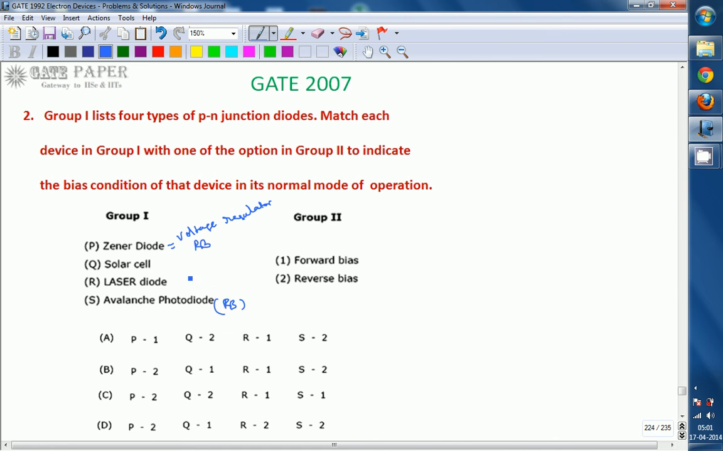Next, laser diode. A laser diode emits light over longer distances, and this light emission happens with the help of photons. A photon is generated in direct band gap semiconductors whenever an electron comes from a higher energy state to a lower energy state. As more carriers move from the higher state to the lower energy state, more photons are emitted, so more light is possible.